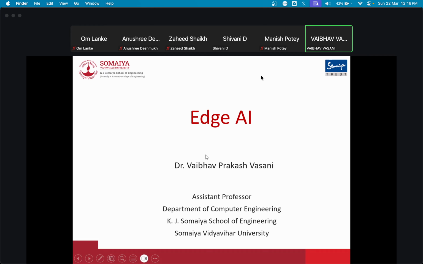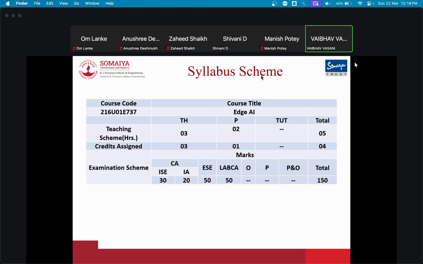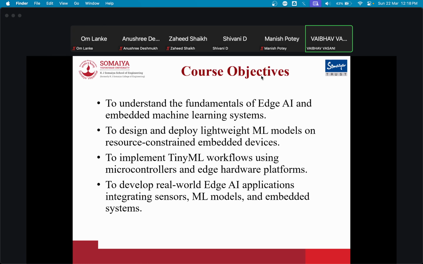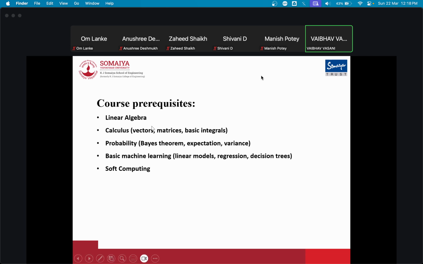Okay. So this is the Edge AI course, and the scheme has already been discussed by Archana ma'am. So the prerequisites: you should know a little about linear algebra, calculus, probability, and machine learning, because when I'm saying Edge AI, it requires the fundamentals coming from machine learning, deep learning, and AI. So all these concepts are required for that.